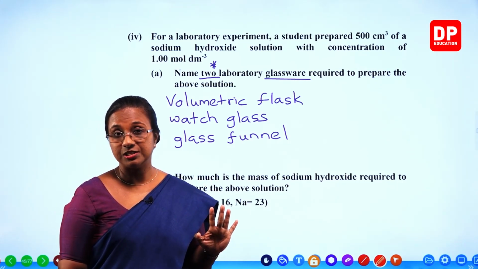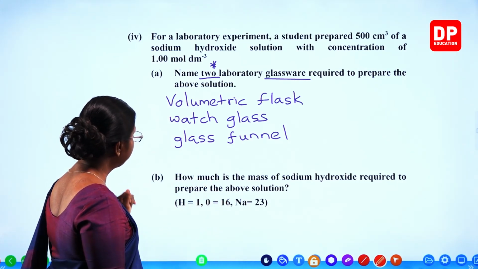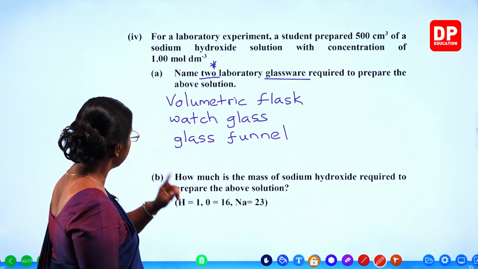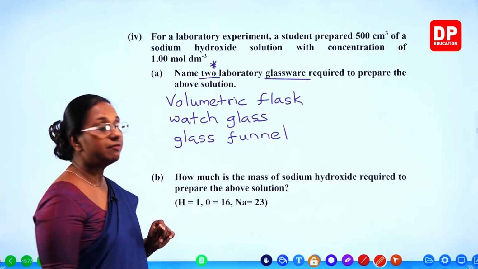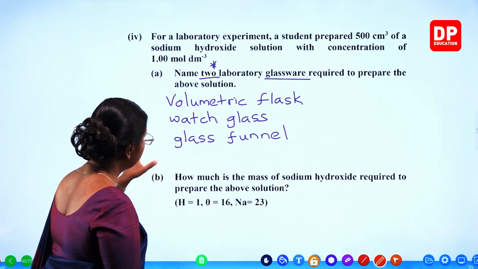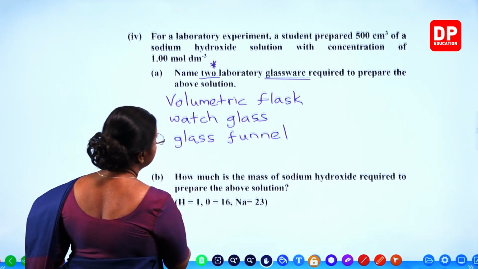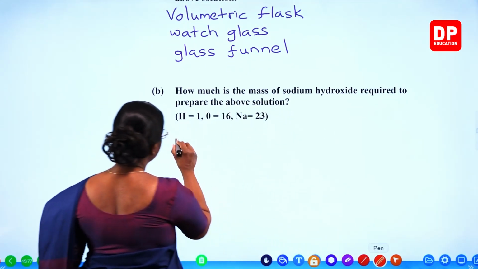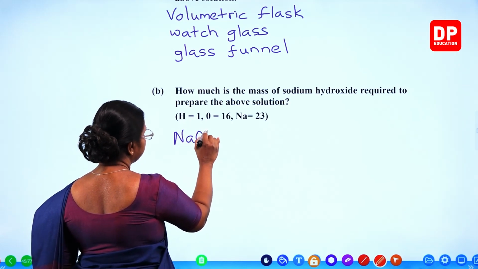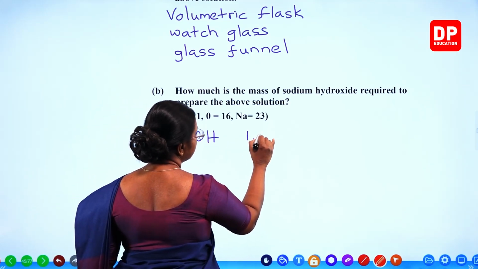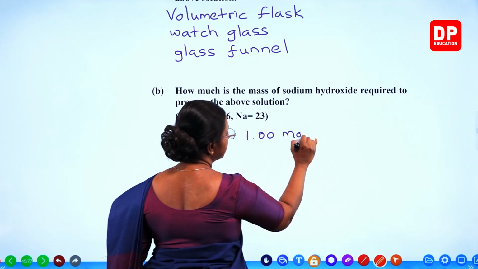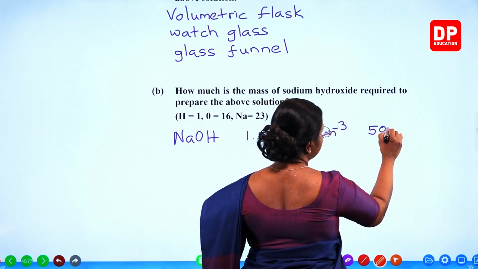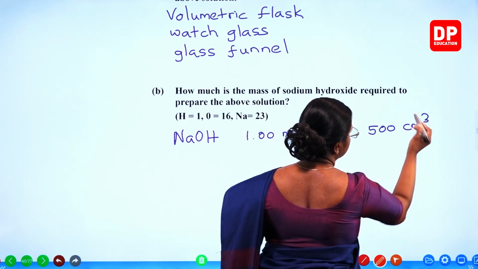Is that clear, student? Then, B part: how much is the mass of sodium hydroxide required to prepare the above solution? So we need to calculate the mass of sodium hydroxide. So here you know it is NaOH. The concentration is 1 mole per decimeter cube and the volume is 500 centimeter cube.